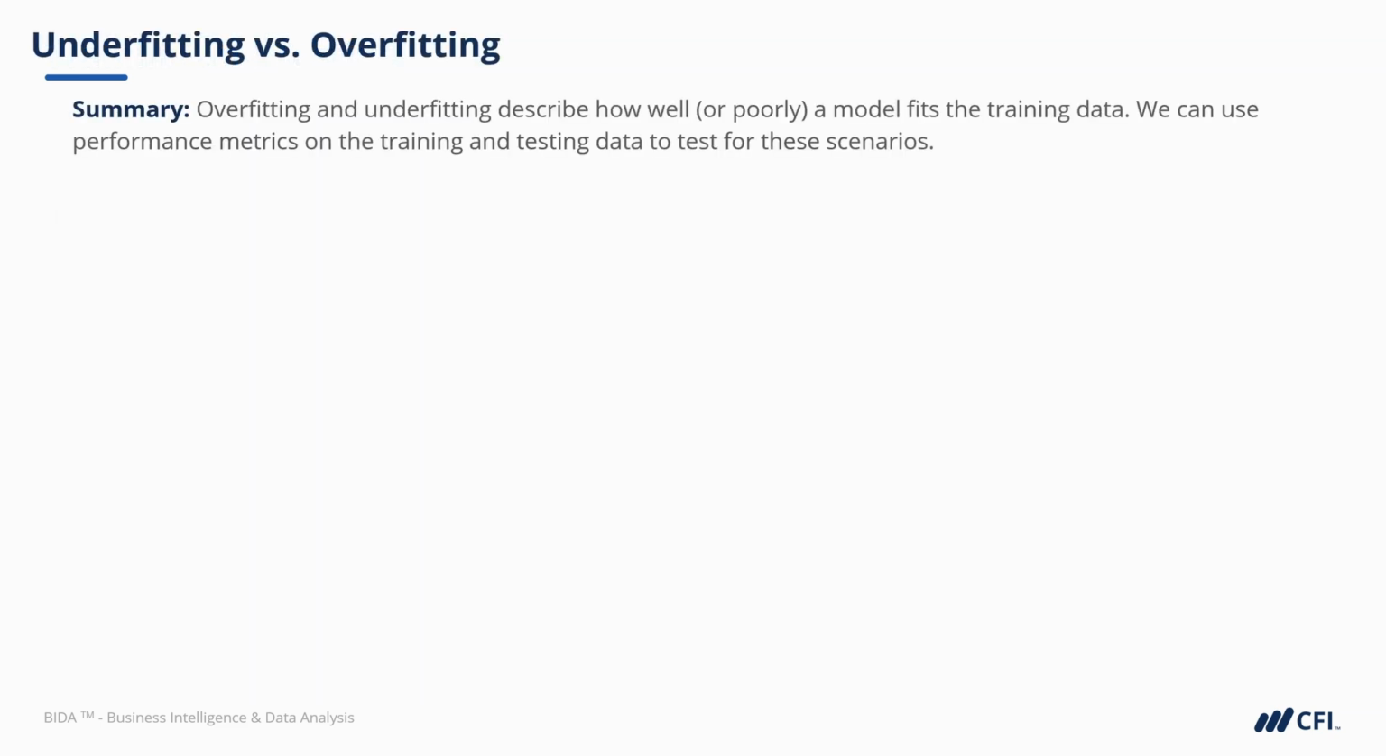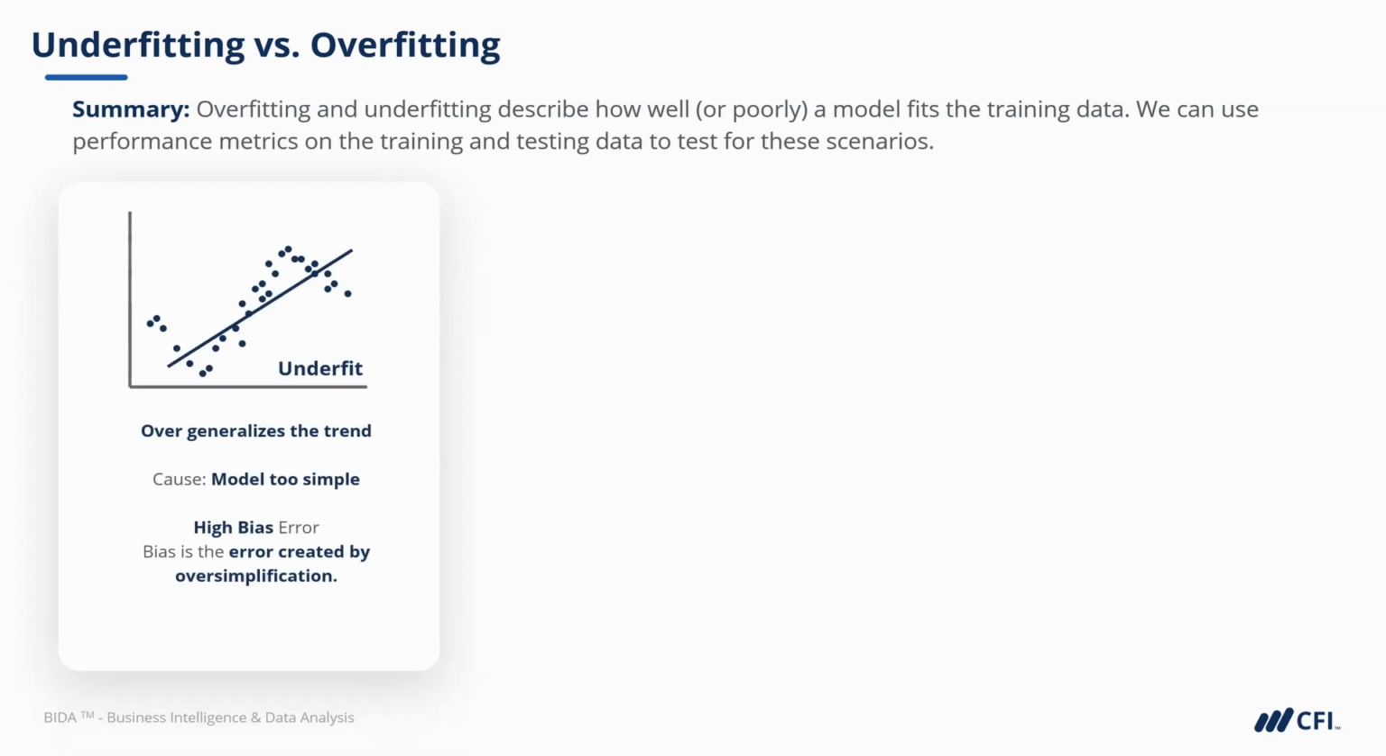Overfitting and underfitting describe how well or how poorly a model fits the training data. We can use performance metrics on the training and testing data to test for these characteristics. An underfit model overgeneralizes the trend, usually because the model is too simple. And we refer to this as a high bias error, where bias is the error created by oversimplification.